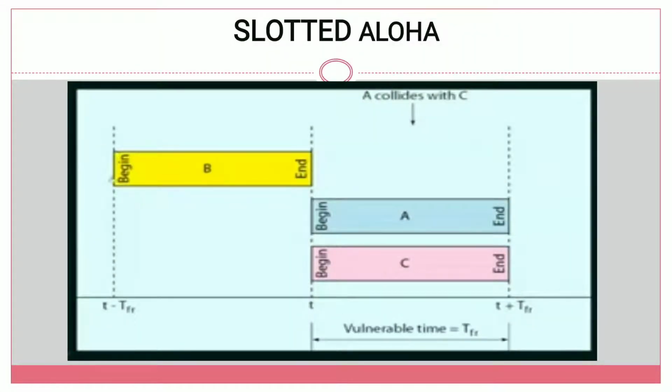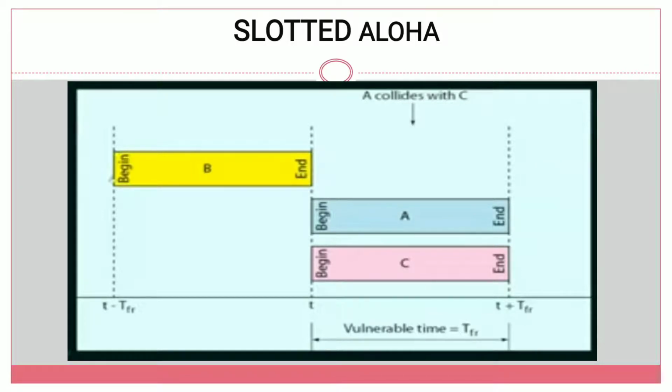So here is an example for slotted Aloha. Here we have three stations, A, B and C. There are two time slots, and in those two time slots the data is transmitted. At the beginning of the first time slot, station B starts transmitting the data. Once a station misses the beginning of a time slot, it simply waits until the beginning of the next time slot. So here B starts transmitting the data, and no other station like A or C transmits data.